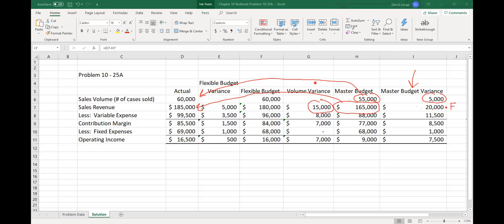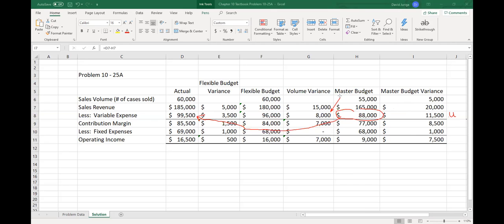Let me erase that because it's getting kind of crazy here. So if I'm comparing the master budget of 88,000 to the 99.5, which is actual, that's 11,500 different, okay? Which of course you're going to say is unfavorable because you're spending more, right? But of that, we're essentially going to say how much of this difference is based on volume, and the answer is 8,000.